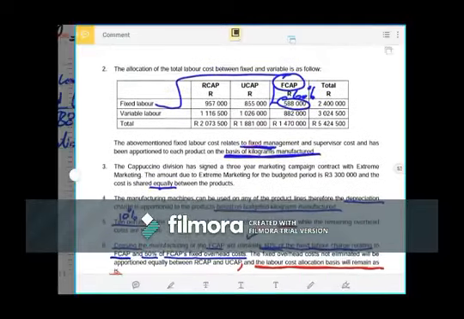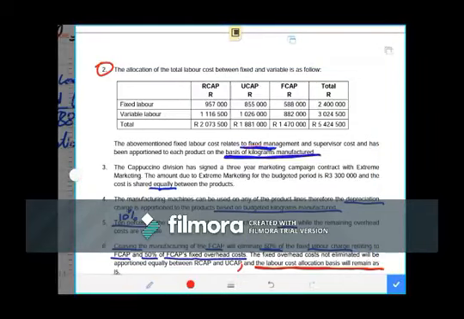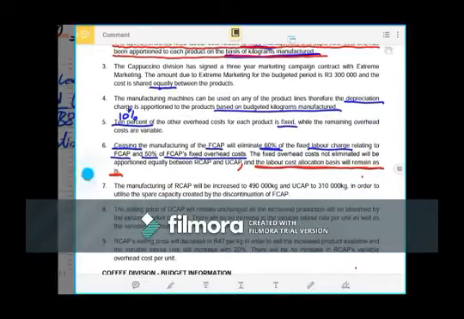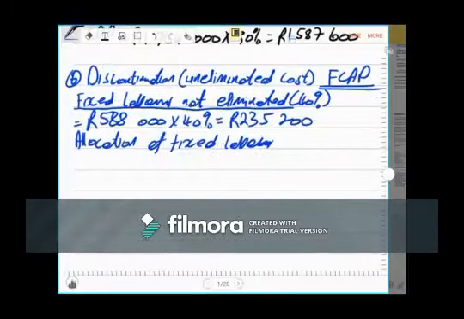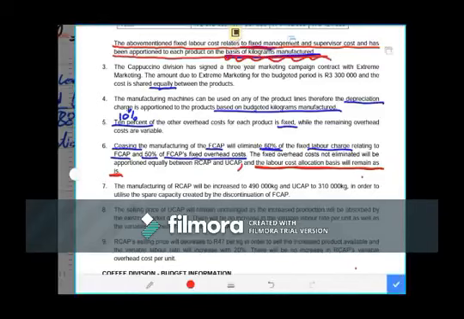Let's go back to the table where we had our labor. The table where we had our labor, it was under number 2, and there was a fixed portion of labor, and there was also a variable portion of labor, or variable and fixed. And they said the above mentioned fixed labor cost relates to fixed management and supervisor cost and has been apportioned to each product on the basis of the kilograms manufactured. So now, meaning we keep the same allocation, in the case of the fixed labor that was uneliminated, the one that we calculated as 235,200, it must be allocated using the number of kilograms that were manufactured by the company. That becomes the base of allocation.